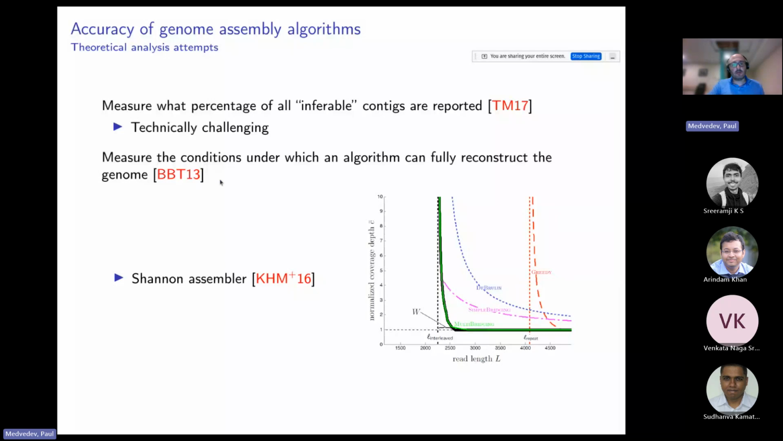Another line of work is to measure under which conditions an algorithm can fully reconstruct the genome. So if your reads are long enough and you have enough of them, then you can get a reconstruction of the genome that's accurate. This kind of idea has led to an assembler, but it's not really something that's been widely used.